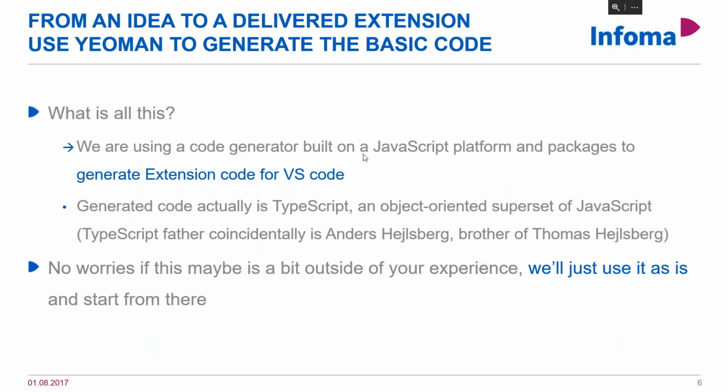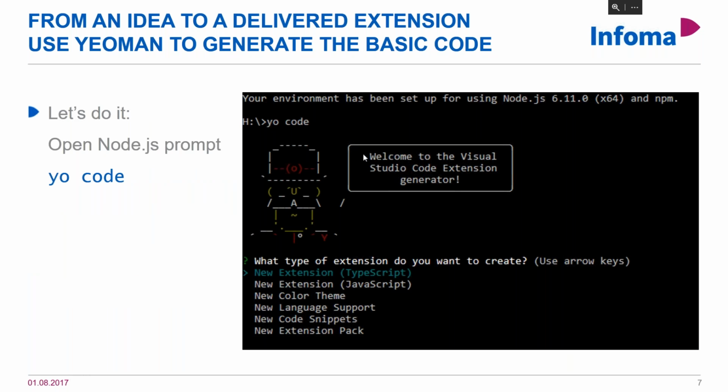Yeoman is built on Node.js. Node.js is an open source cross-platform server-side engine for JavaScript, which means that we have something in place to run JavaScript code without a browser, as you kind of usually did this until a couple of years ago. And then there's NPM, which is a package manager for Node.js. This is part of Node.js and quite easy to use. And because of the cross-platform and easy nature of both Node.js and NPM, Yeoman is built on top of this. So what we're doing in the end is we're using a code generator, which is built on the JavaScript platform and packages to generate our extension code for VS Code.